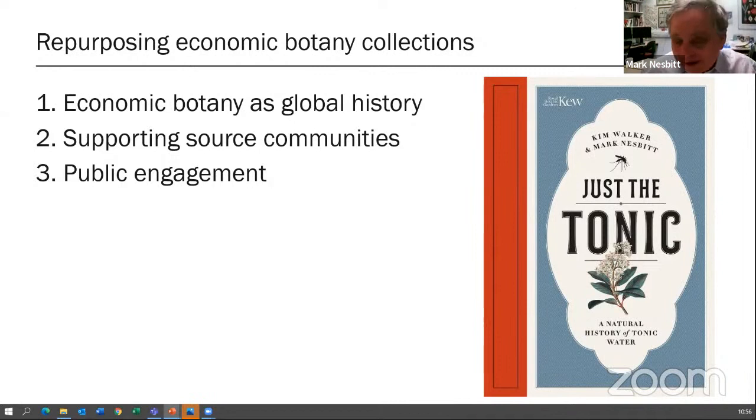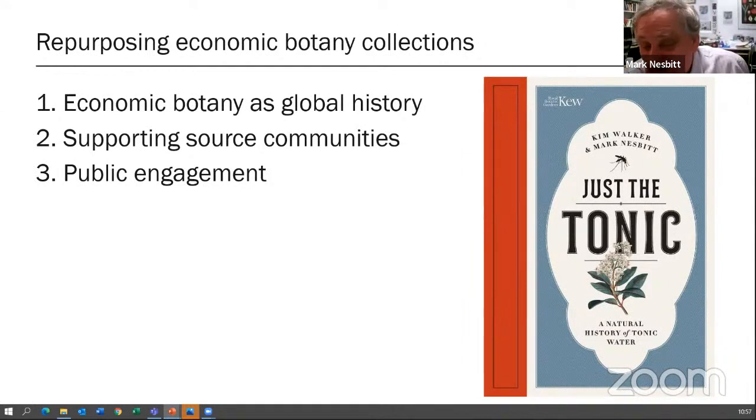And then the third area, which I've already alluded to, is the potential of this kind of collection for public engagement. And there is a knack, you know, unfortunately, plant material, when it's dry, it's mostly brown coloured. It doesn't look amazing and exciting unless it's been dyed. And so storytelling is a really, really important part of bringing these collections back to life.